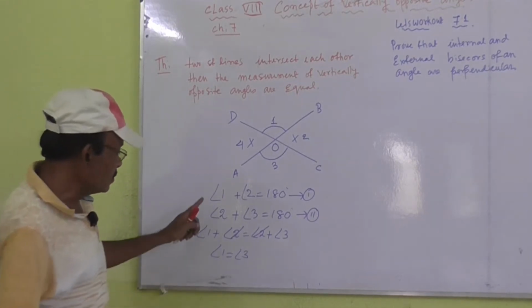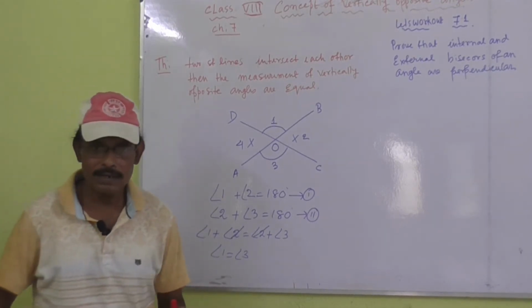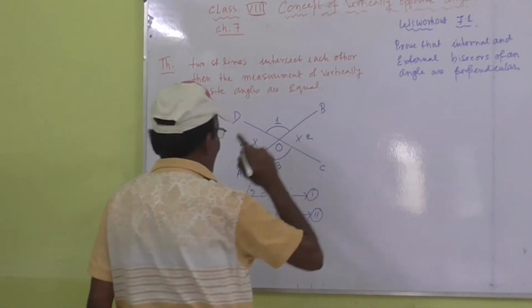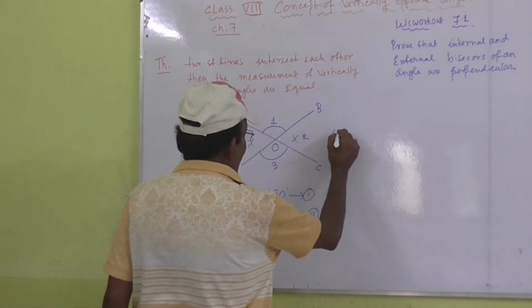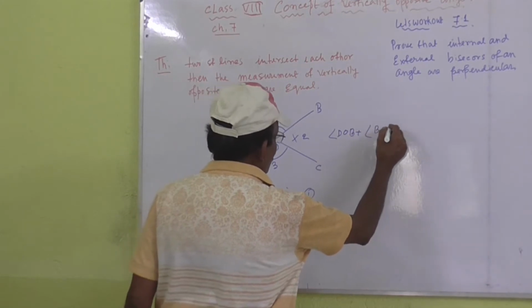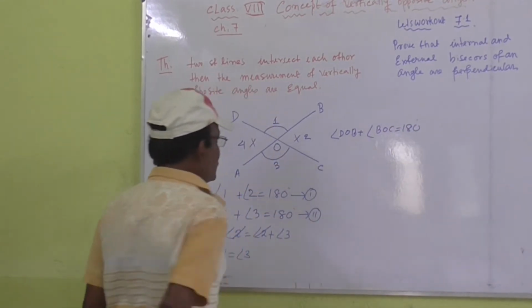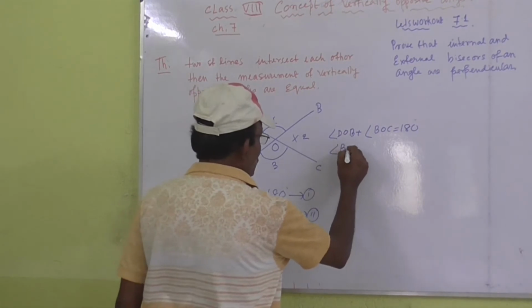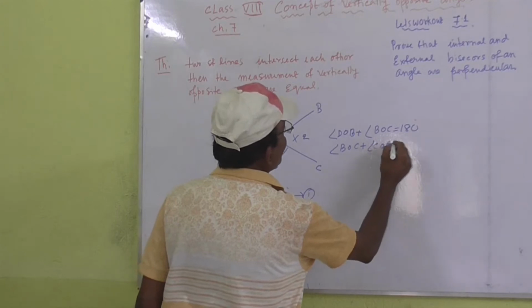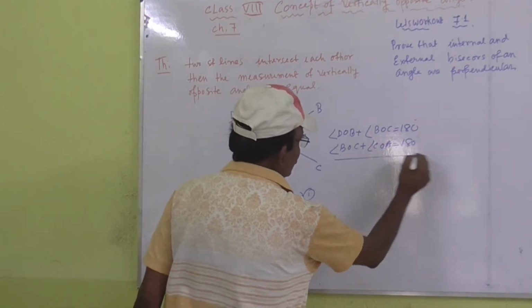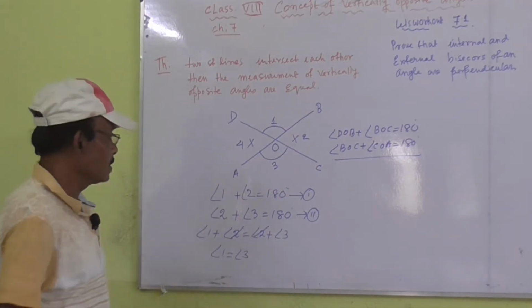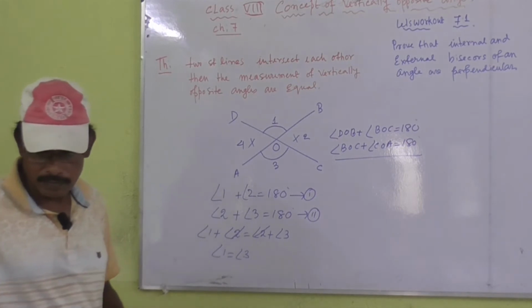Clear? Now this is the short form to understand this theorem, but in the exam paper we must write angle DOB plus angle BOC equal to 180, and BOC plus COA, this way. But this is the short form to understand this theorem. Clear?